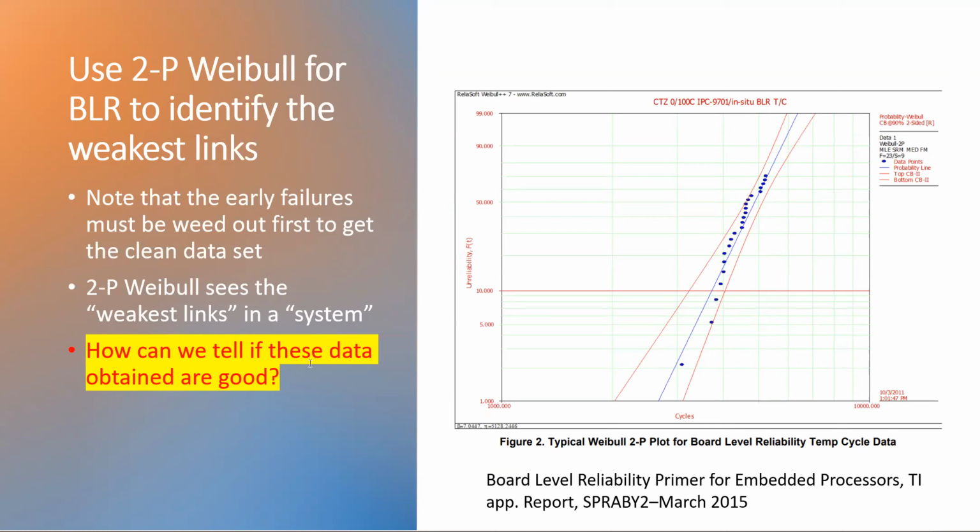Then my question for you is, how can we tell if these data obtained are good? First of all, to do your reliability analysis, you need to find out if they are good enough, all right? And this plot visually is probably okay. And this 2 parameter Weibull sees the weakest link in the system. If something else goes over, then you know it's bad, and you need to find out what went wrong, right?